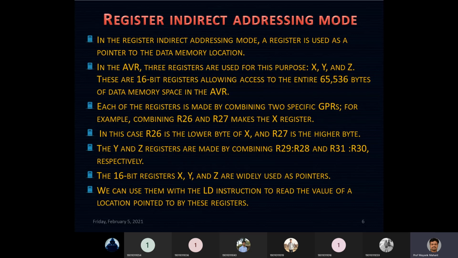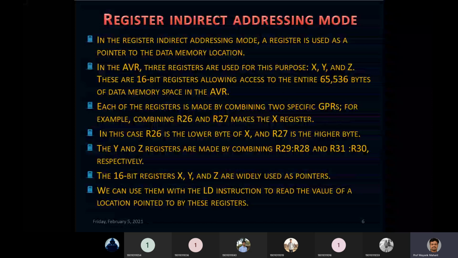In the same way, we have R26 and R27. Combining R26 and R27, we can make a register which is the X register. In this case, R26 is the lower byte of X, and R27 is the higher byte of X. Looking at it the same way, we have the Y and Z registers, which are made with a combination of R28 and R29, and R30 and R31. So combining each two of R26 through R31 makes the X, Y and Z registers.